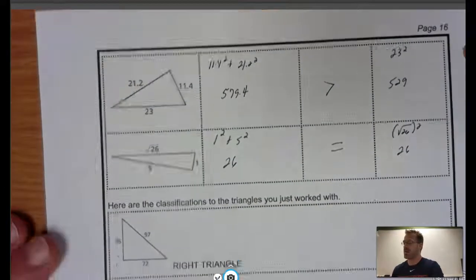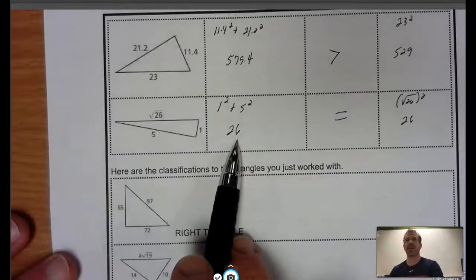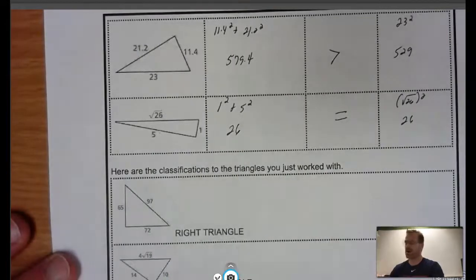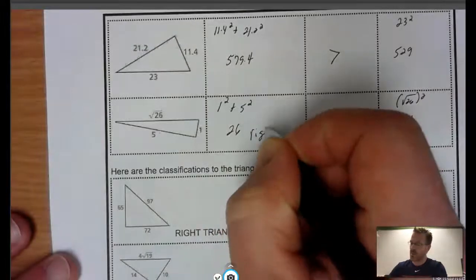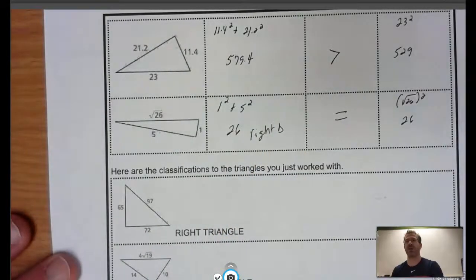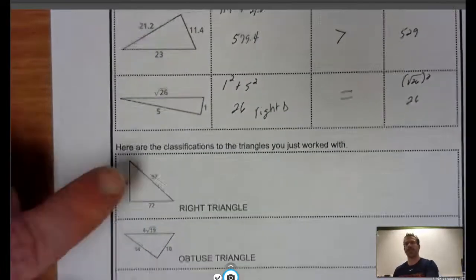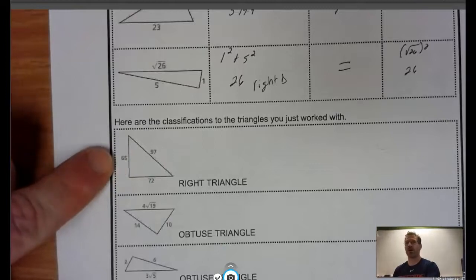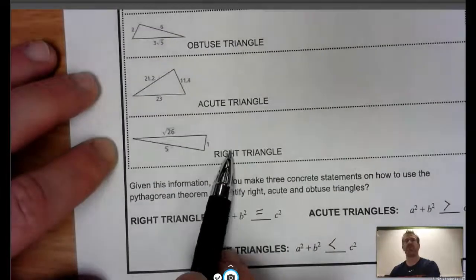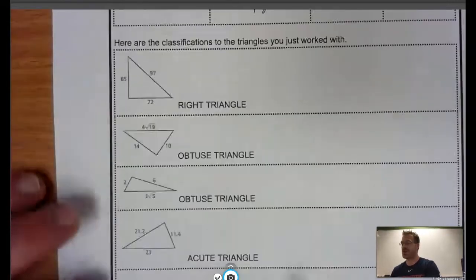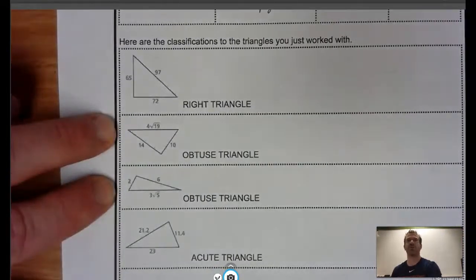And then once again, when I look here, a squared plus b squared equals c squared. So that's a right triangle. And we know that from what you've done with the Pythagorean theorem. Now, if we look, my first example was a right triangle. My last example was a right triangle. But notice these two. These were both obtuse triangles. These were both obtuse triangles.